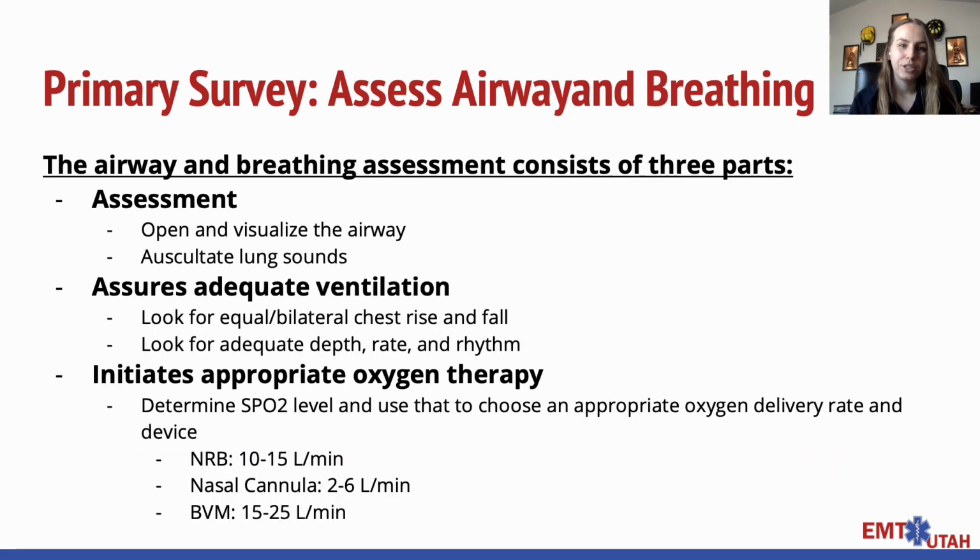After we get the patient's chief complaint and we assess any life threats, we're going to move on to our ABCs. Now, ABC stands for airway, breathing, and circulation. We'll start with airway and breathing, and then circulation will be next. As part of the airway and breathing assessment, we have 3 parts. We're going to assess the airway and breathing, we're going to assure adequate ventilation, and we're going to initiate appropriate oxygen therapy.